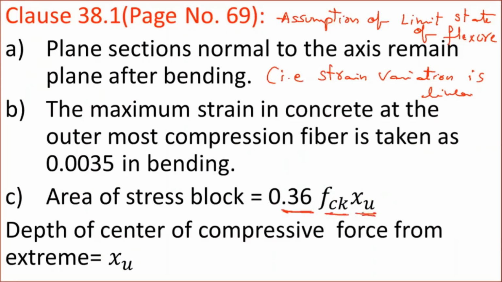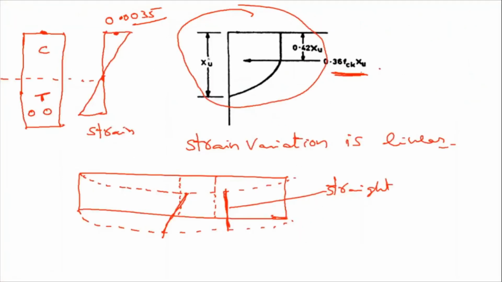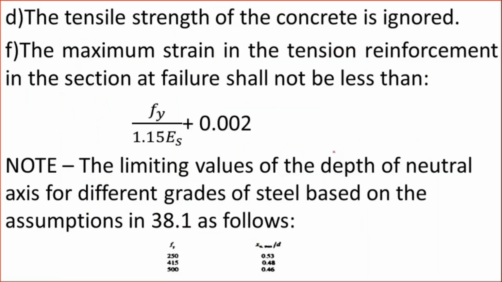Why is it 0.36 fck xu? If you want to know that, I have made another video on this, and the link is given in the description. You can watch that. But for the sake of explanation, just remember that the area of stress block is 0.36 fck xu. What is xu here? xu is the depth of the neutral axis from the extreme compression fiber, where the total effective depth of the section is d.